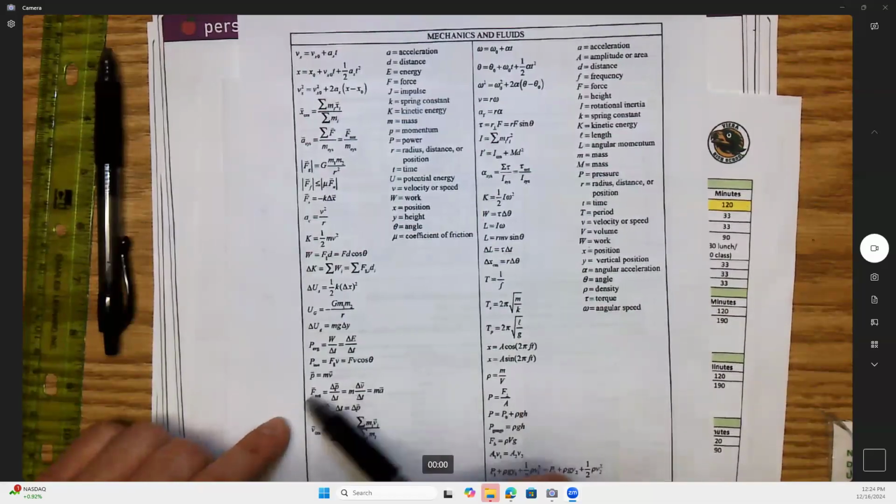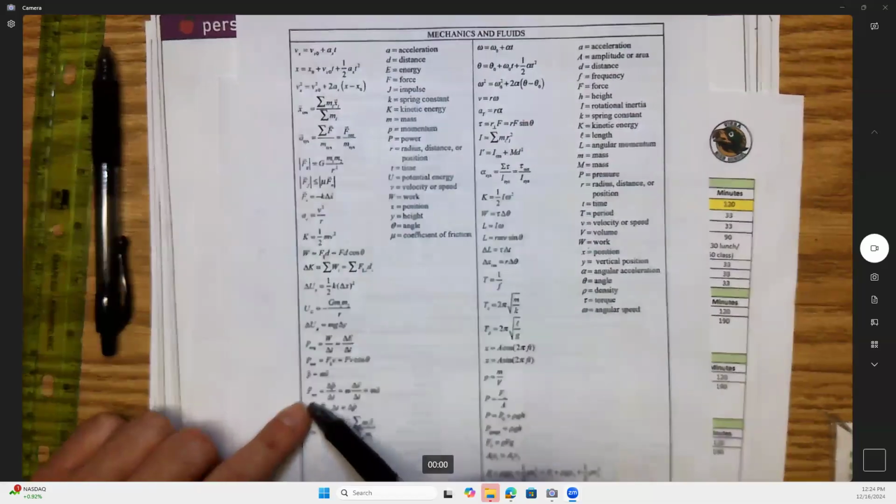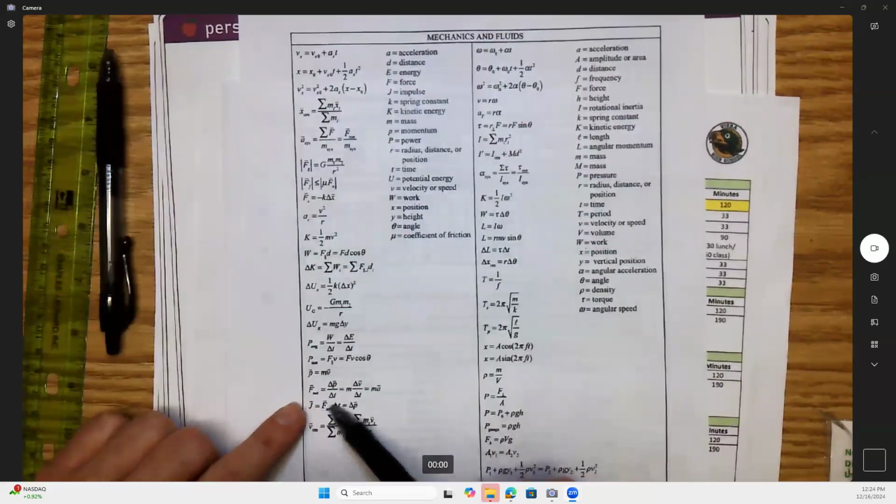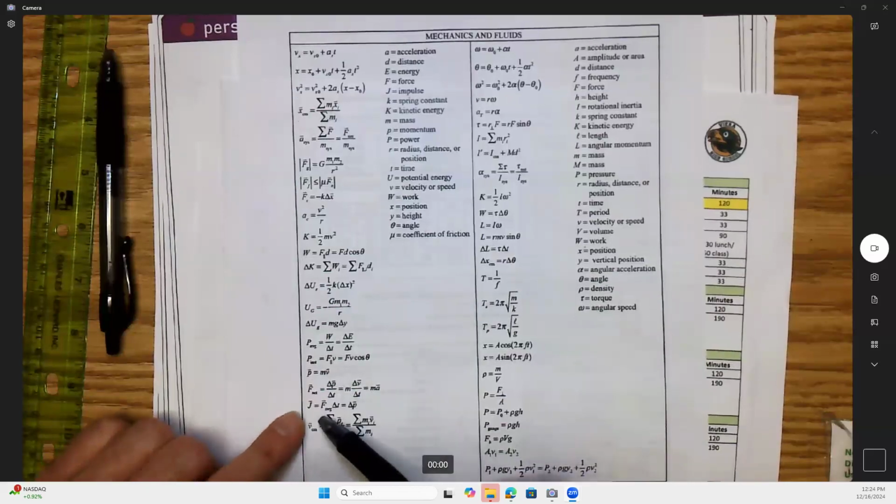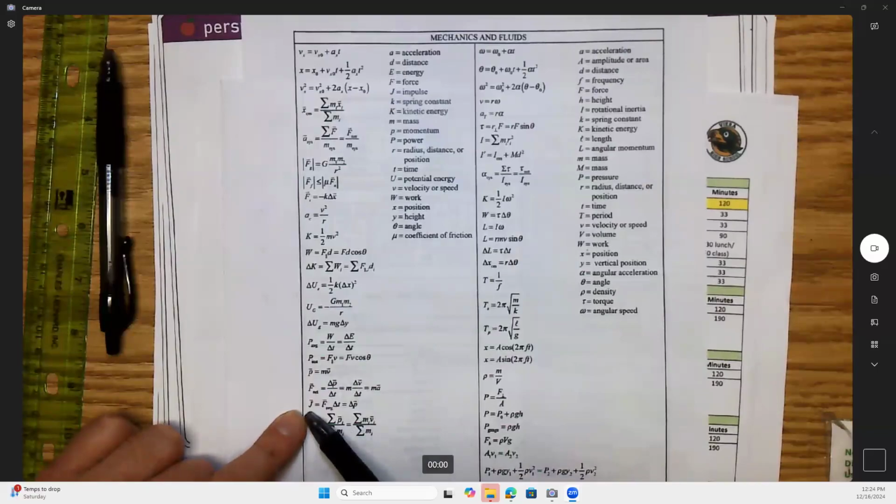Okay. Now, if you take that and rearrange it and solve for that force, it looks like Newton's second law of motion, doesn't it? So the rate of change in momentum is Newton's second law of motion, F equals ma. You guys see a capital J right there with the arrow over it? So that also represents impulse.